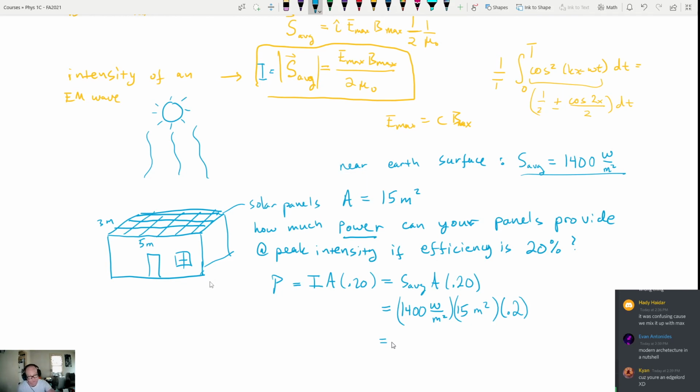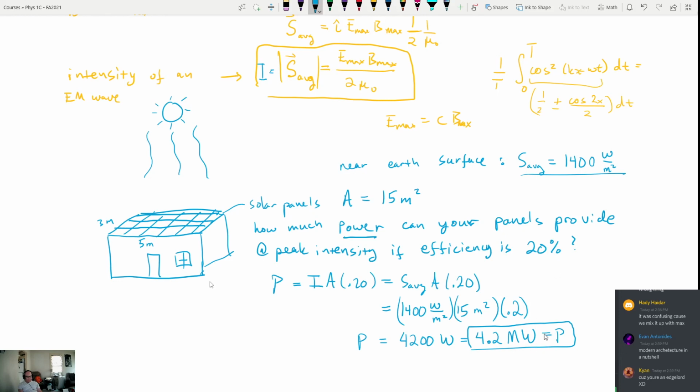So I get 4,200 watts, which would be the equivalent to 4.2 megawatts. So that would be the rate at which your solar panels would deliver energy to your home during the daytime. And of course, if nobody's there to use the energy during the daytime, all that energy would go to waste.